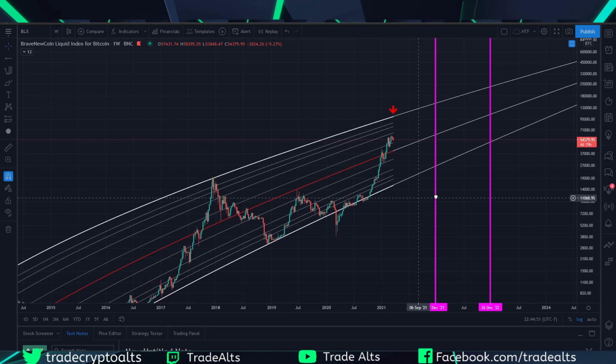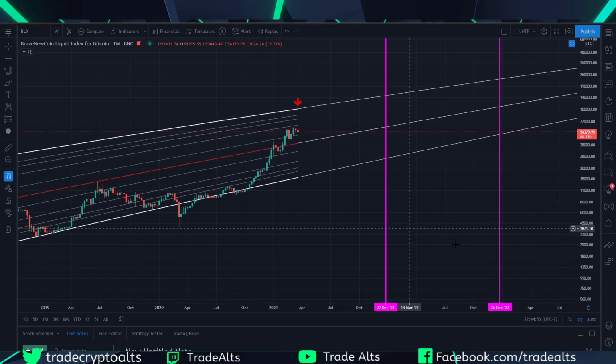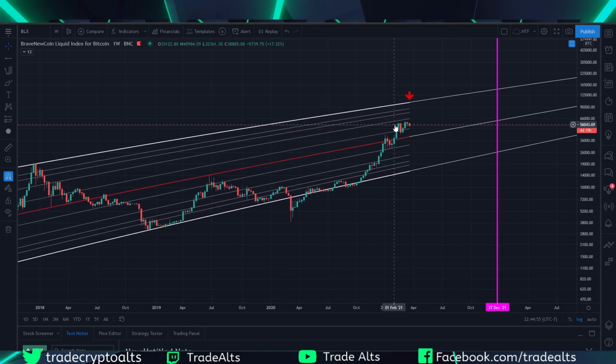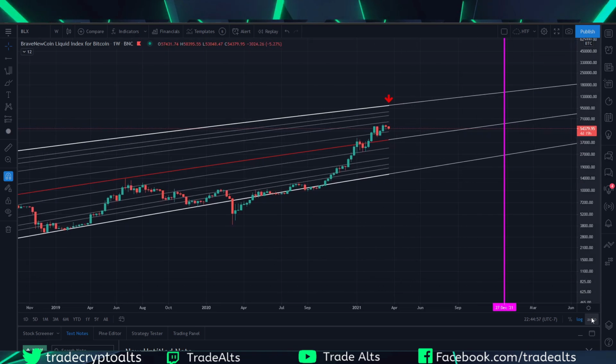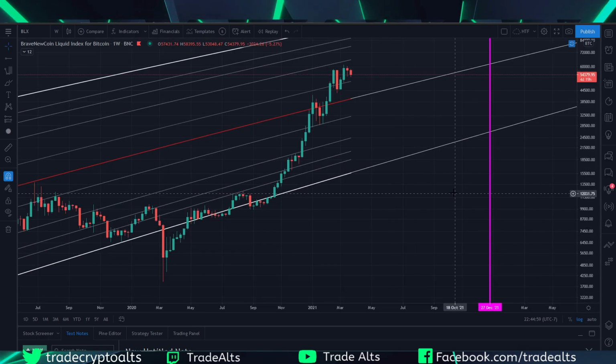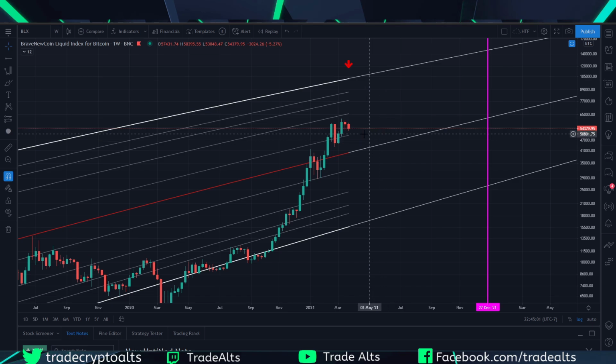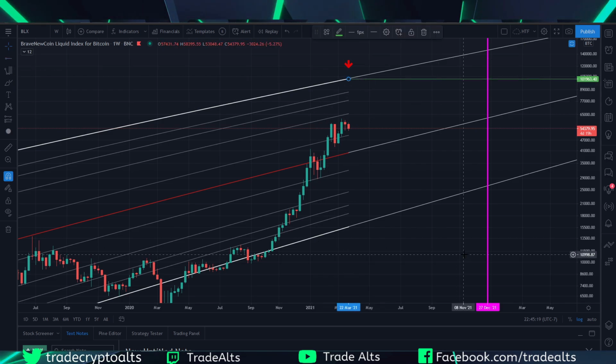So if price was to, let me zoom in here for you. There we go, it's a little bit better. If price was to, let's say this week, which is very, very unlikely, but if price managed this week to hit the top of the logarithmic growth curve, that would put it right at about $100,000. You can see, and I will put a line here, just so you can see where that is, right?